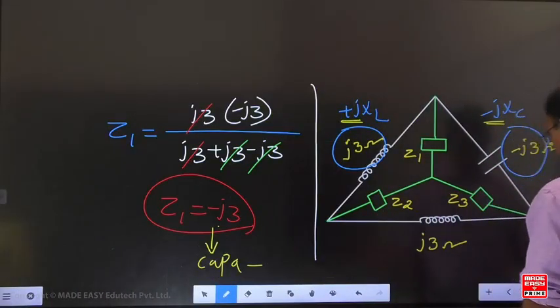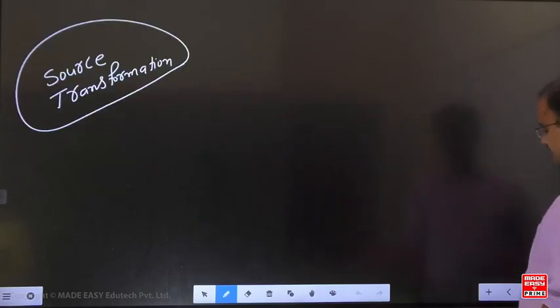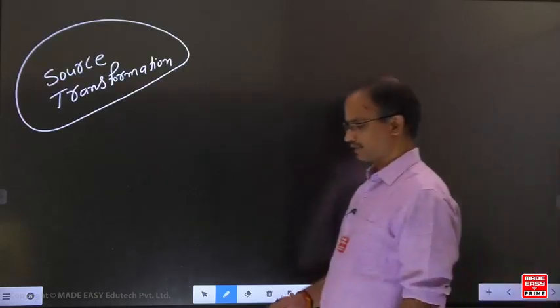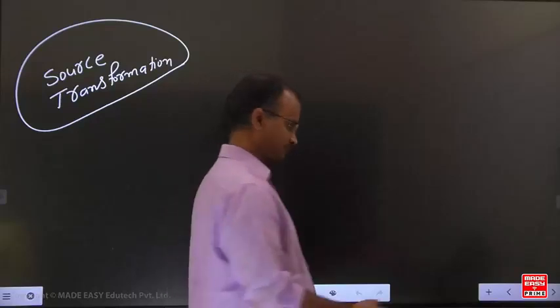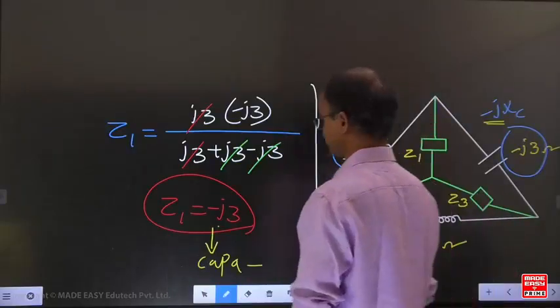Okay. Next, put the side heading source transformation. Okay, copy this one.